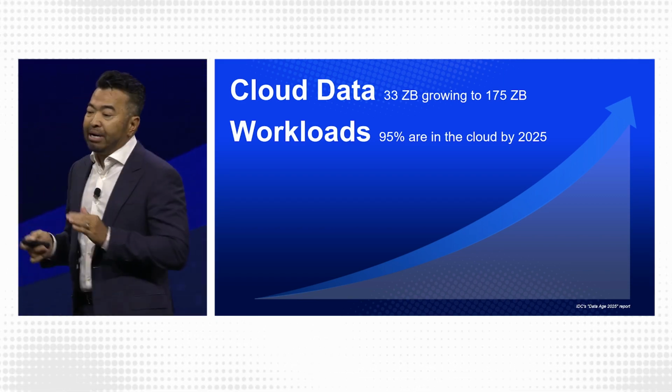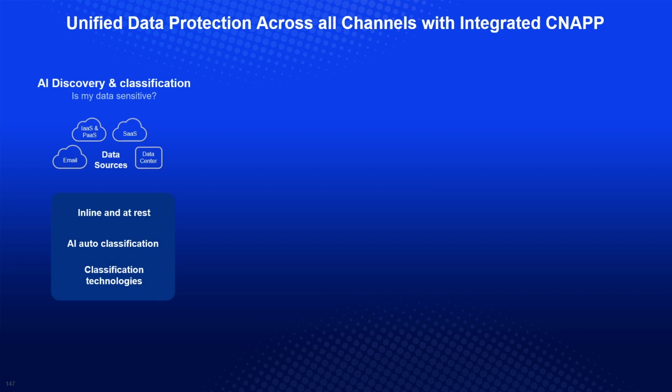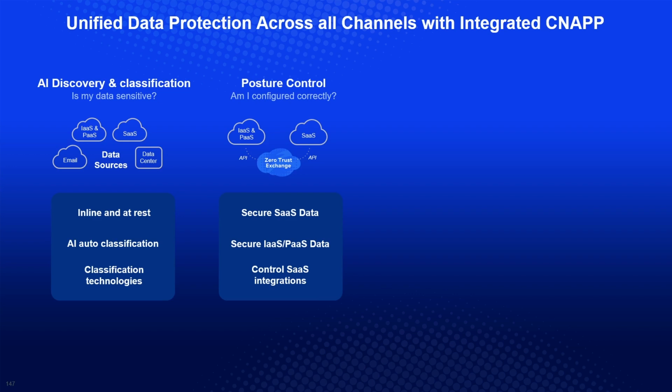So, when you think about this problem, what Zscaler did was build a unified data protection platform across all channels that's integrated with our cloud-native application protection that we refer to as posture control. It informs of where the data actually is, identifies what data is sensitive. Then, it gives me visibility and assures that I'm configured properly and compliant, gives me visibility of the identities that have access to data and who or what might be overprivileged, tells me what data might be exposed to the open internet, as well as be compromised through some known vulnerability.